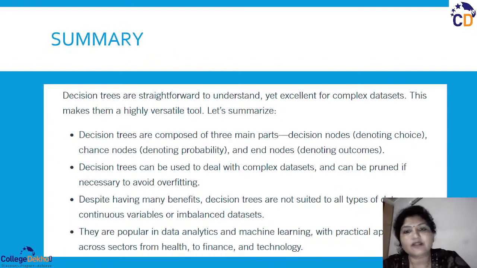Now let us see the summary, how we can conclude about decision trees. Decision trees are straightforward to understand yet excellent for complex data sets. Yes, what I said is you may be taking a data set which is covering all the constraints.